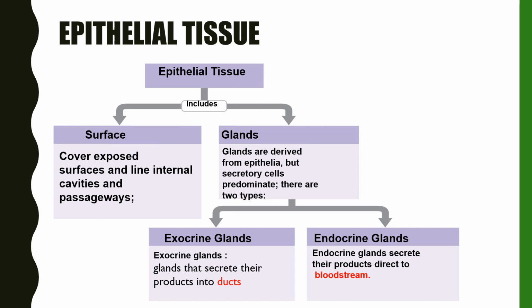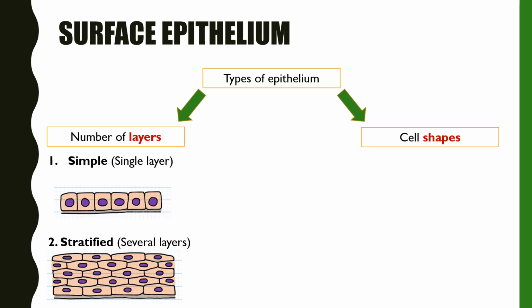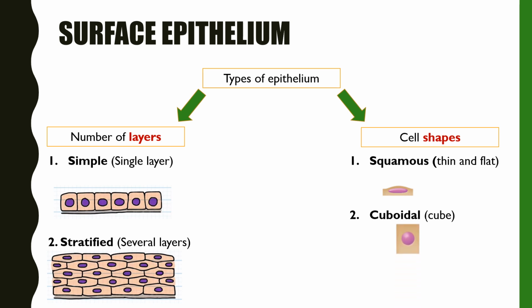For the epithelium tissue, you also know that there are 2 types, the surface epitheliums and glandular epitheliums. And for the glands, there are exocrine and endocrine. And for the surface epitheliums, you will name the epithelium according to the number of layers and cell shapes. For the layers, it is either simple, which is single layer, or stratified, which is more than one layer or several layers. And for the cell shapes, it is either squamous, which is thin and flat, second, cuboidal, which is in a cube shape, and third, columnar, which is in a column shape.